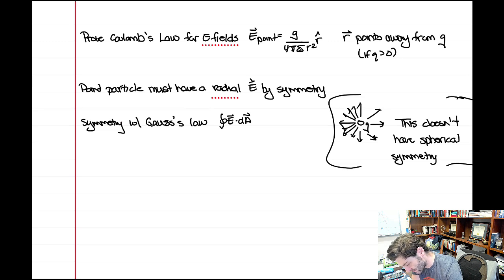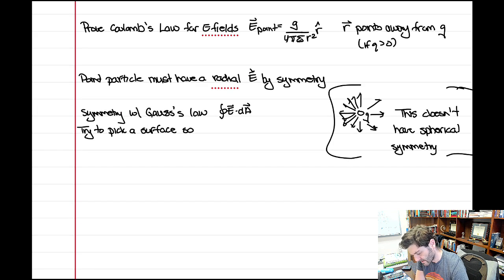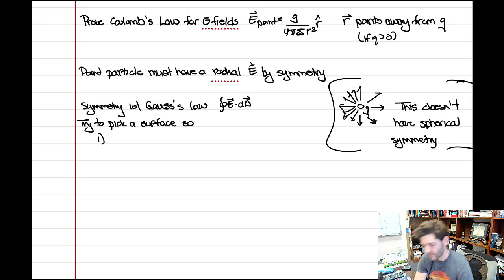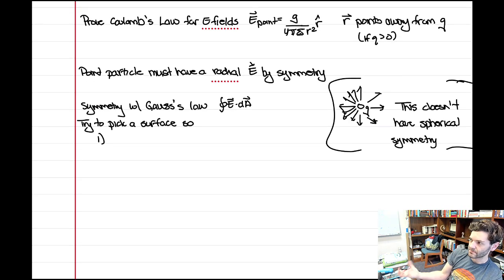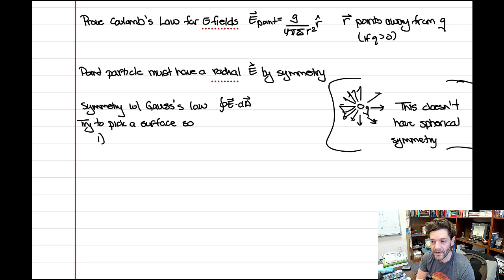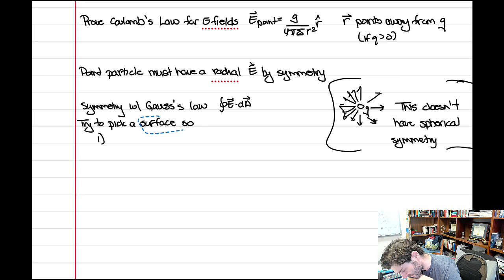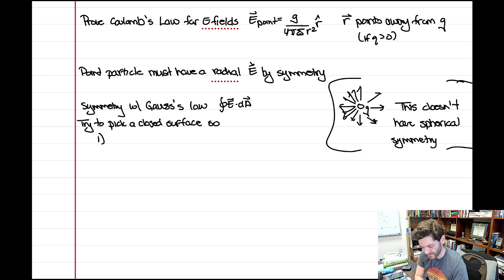Essentially, you want to try to pick a surface, and you want to make your life as easy as possible. What's a way to make this integral really easy to evaluate? If it's equal to 0. So try to pick a closed surface. Again, that's how you use Gauss's law. It has to be a closed surface.